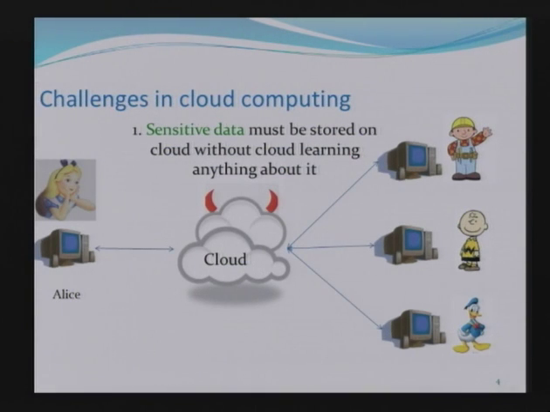Okay. The number one challenge, as you might imagine, is that we would like to store sensitive data on the cloud without the cloud learning anything about it. In our picture over here, Alice wants to store sensitive data on the cloud, and the cloud should not learn anything about it. The obvious solution might probably work. Alice will, say, encrypt all her data with her public key and store it on the cloud. And now, since the cloud sees only encrypted data, the cloud should not learn anything about it. Okay.